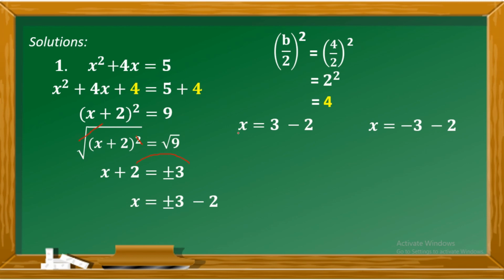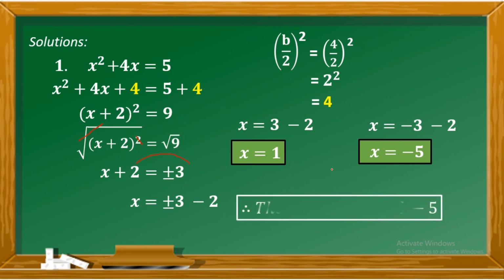And then, simplify. So, 3 minus 2, so 1. Dito naman sa kanan, yung isa, negative 3 minus 2 is negative 5. So, the values of x are 1 and negative 5. Or, pwede tayong gumawa ng conclusion dito sa baba. So, therefore, the roots are 1 and negative 5. Okay, so let's have another example.